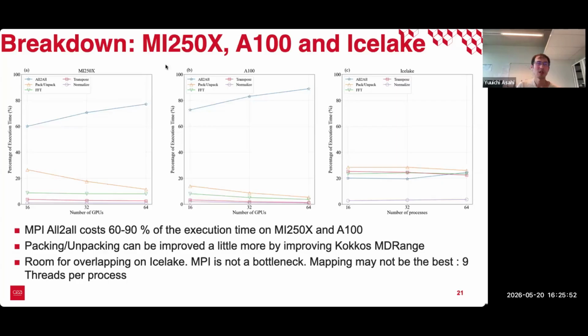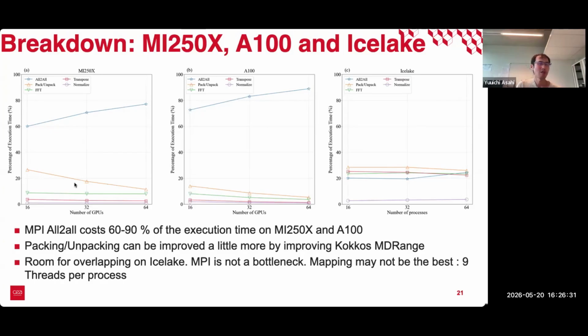This slide shows the breakdown on each architecture. The blue one is the all-to-all, the red one is the transpose, the orange one is the pack and unpack, the green part is the FFT, and the magenta is the normalization. Something to note is that the all-to-all is almost always the bottleneck on GPUs, but not the case for Icelake. In addition, the GPU kernels are fully accelerated on the NVIDIA architecture, as everything is less than 20% in each case.